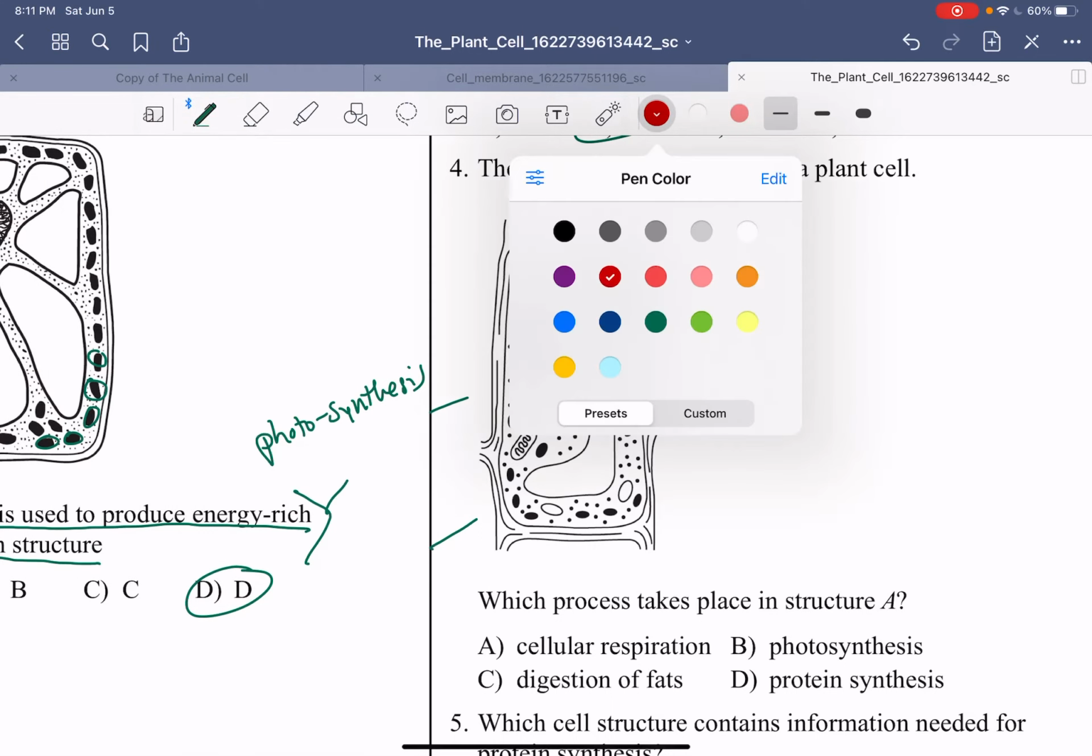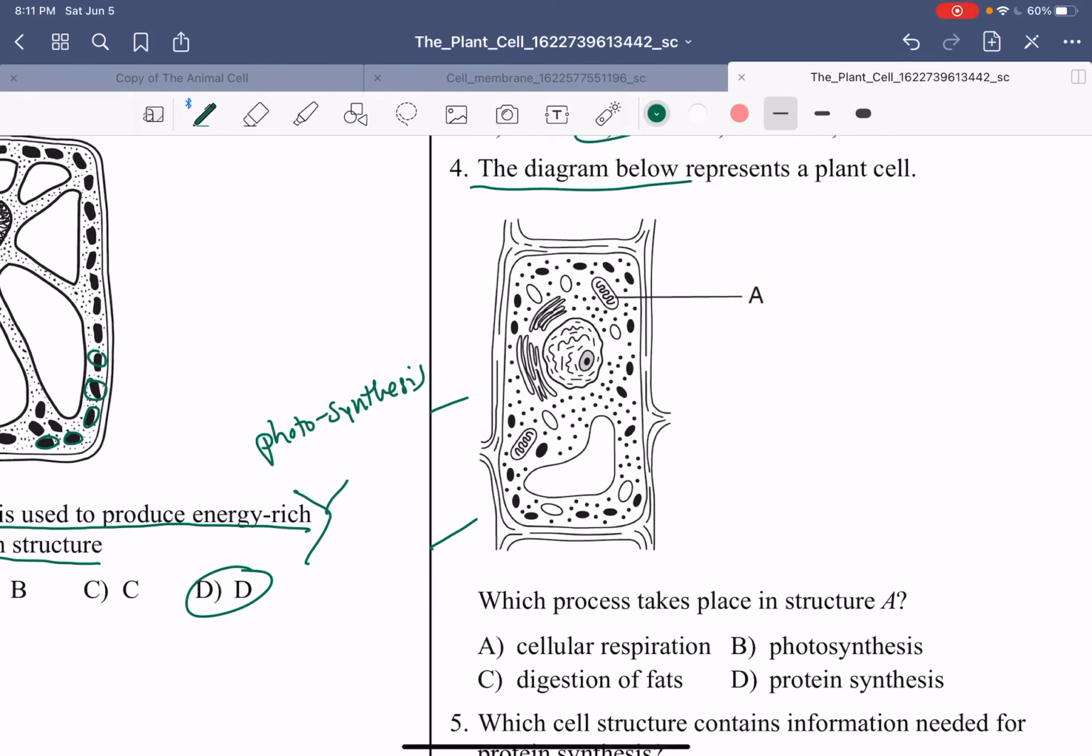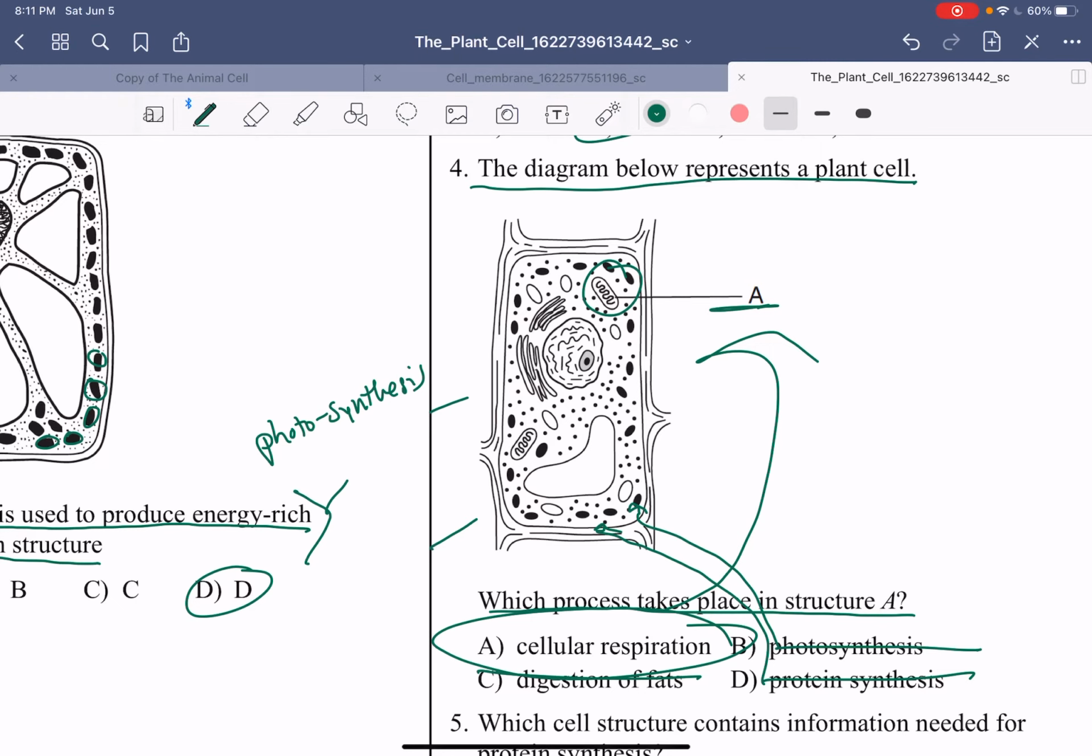Okay, so let's answer this question. The diagram below represents a plant cell, right? Which process takes place in structure A? Mitochondria, respiration, cellular respiration, not photosynthesis. Photosynthesis is in a chloroplast. Not protein synthesis. Protein synthesis is in a ribosome. Not digestion of fat. Cellular respiration in the mitochondria.